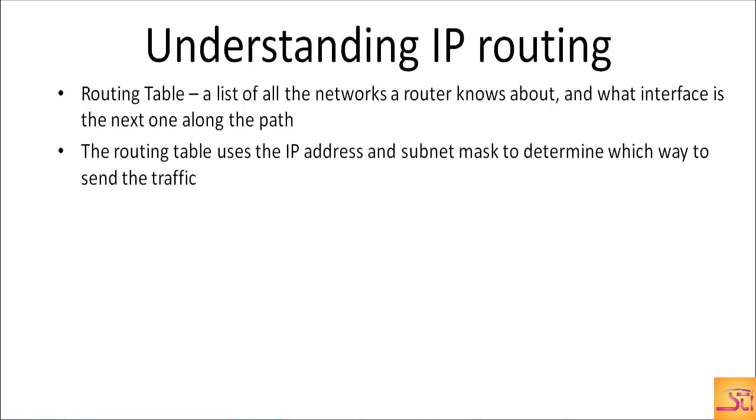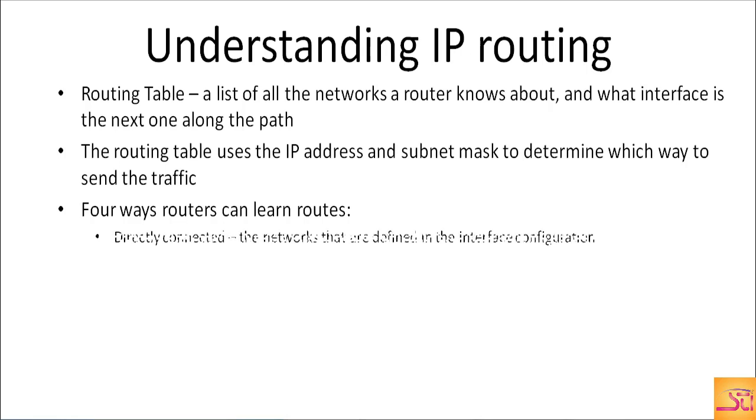So, we understand that we have a routing table, and the routing table uses the IP address and the subnet mask to determine which way to send the traffic. We'll explore this a little more in depth as we go through the labs. But when you see how the router uses the IP address and subnet mask to determine the correct path, you'll see it's pretty simple. And again, getting the right routes into the routing table, that's the tricky part. So, how do routers learn these routes to put in the routing table? There's four basic ways they can learn them.